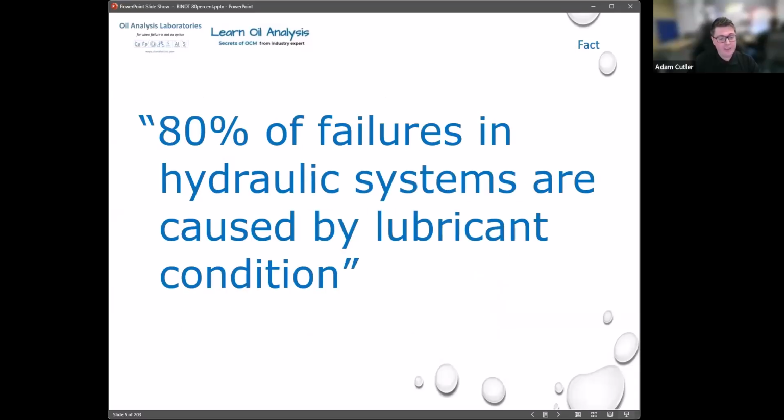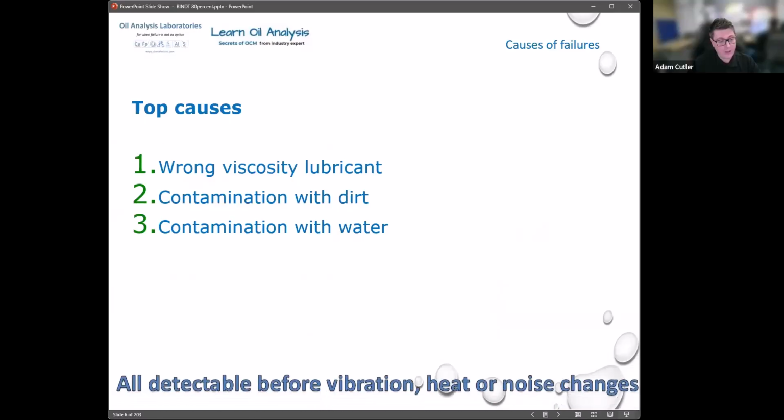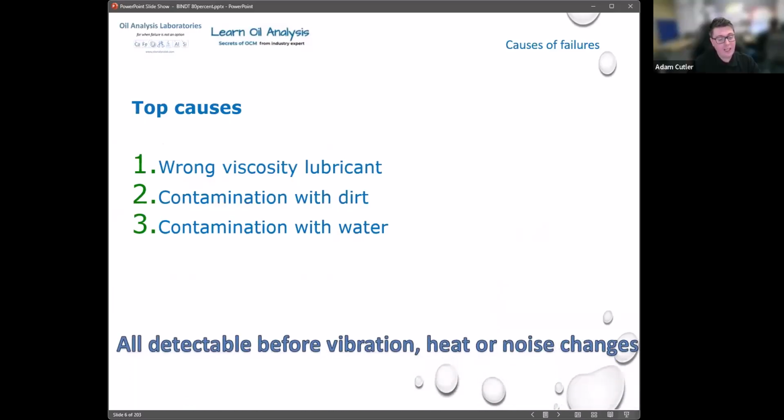So 80% of failures, particularly in hydraulic systems, are caused by lubricant condition. The top causes are wrong viscosity of the lubricant, contamination with dirt, and contamination with water. And all of these are detectable before vibration, heat, or noise changes.